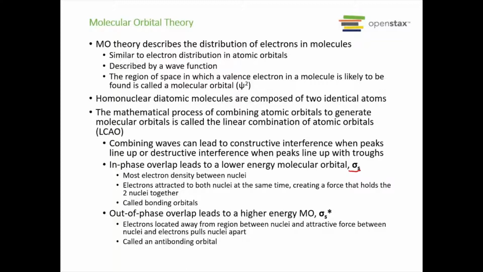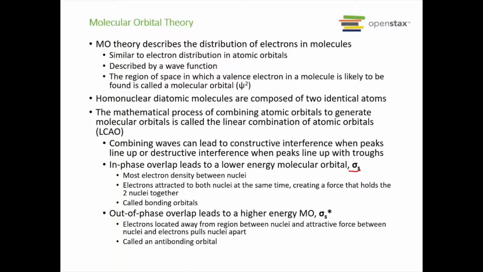This has the most electron density between the nuclei. The electrons are attracted to both nuclei at the same time. So this is the force that's holding them together. And these are called a bonding orbital. So this is where you're making that nice bond.